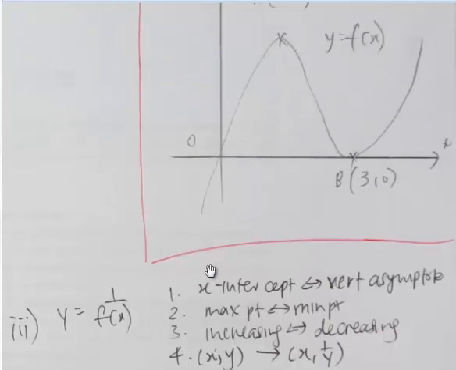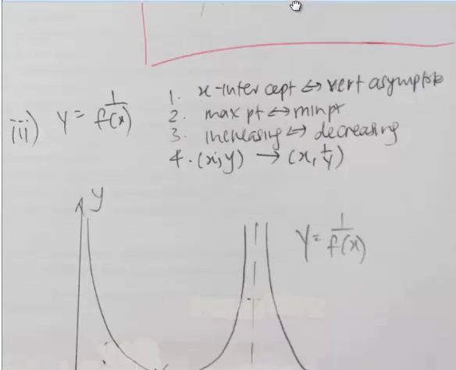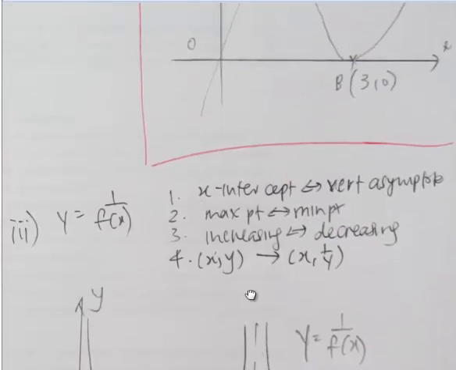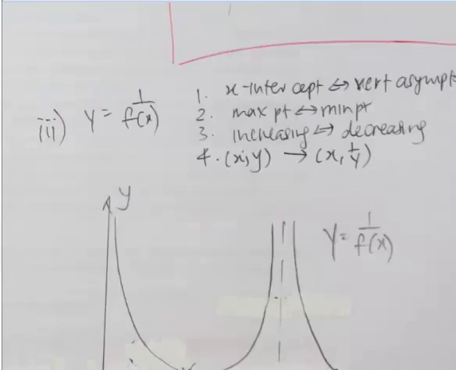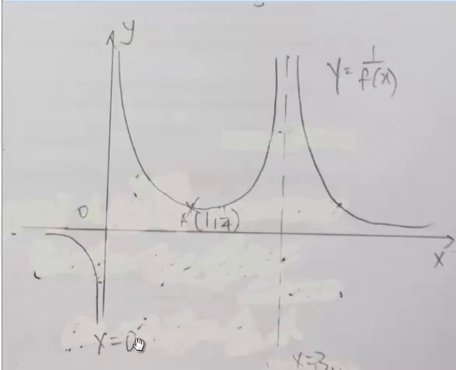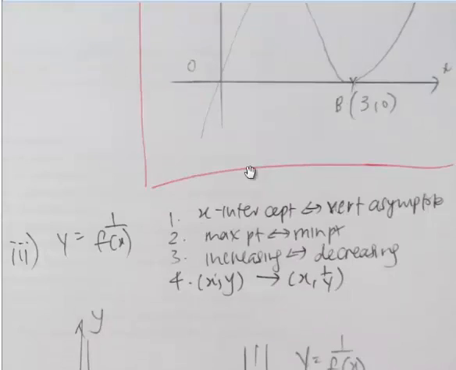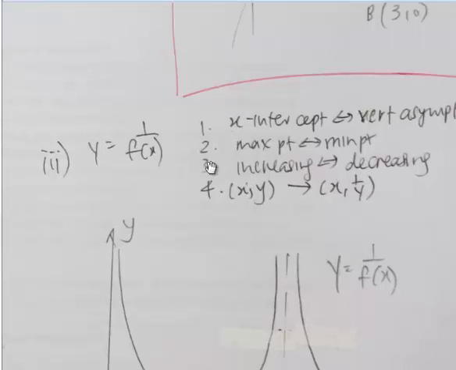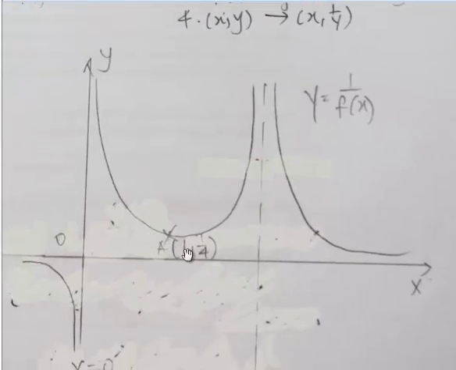So this point passes through the x-axis at x equals 3. So now there will be a vertical asymptote at x equals 3, as well as it passes through the origin at x equals 0. So now there will be a vertical asymptote at x equals 0. And previously, the maximum point at A (1, 4), and now there will be a minimum point at (1, 1/4).